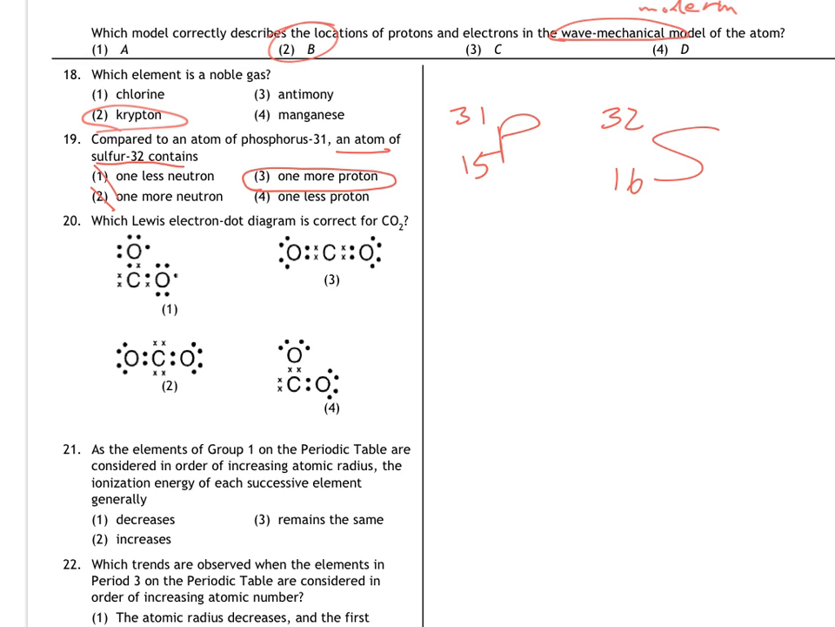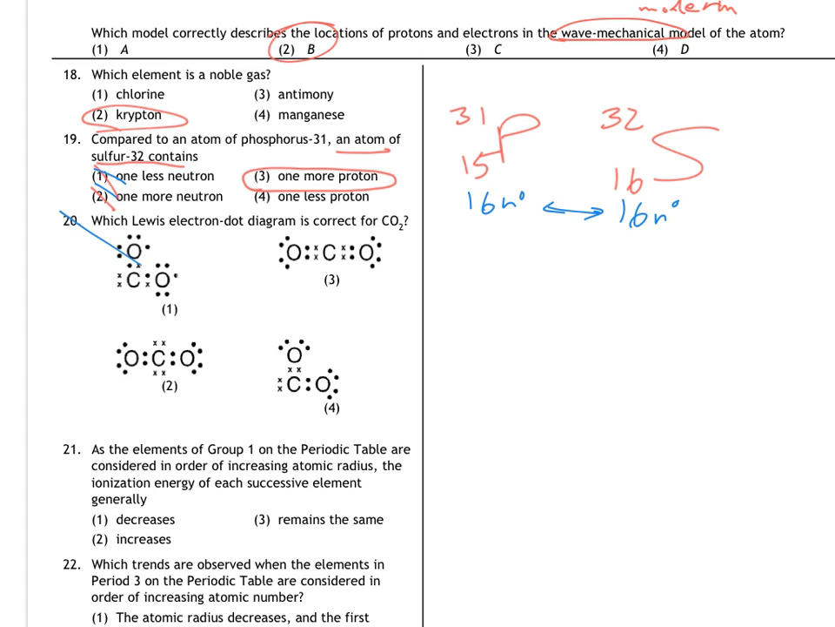You can calculate neutrons by subtracting the atomic number from the mass number. So just do mass minus atomic. And 31 minus 15 is 16 neutrons for phosphorus 31. And 32 minus 16 is 16 neutrons for sulfur 32. So they have the same number of neutrons, which means that it can't be 1 or 2.